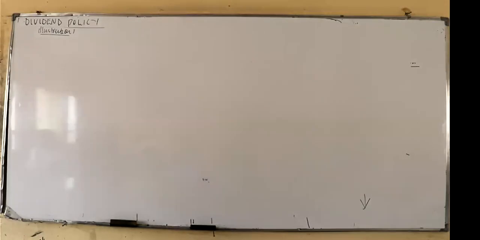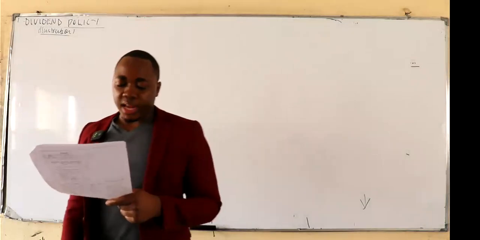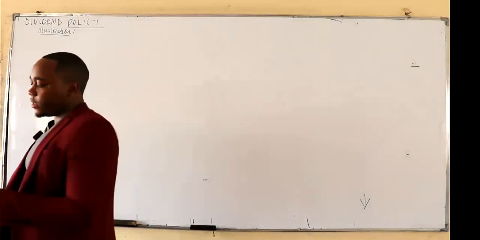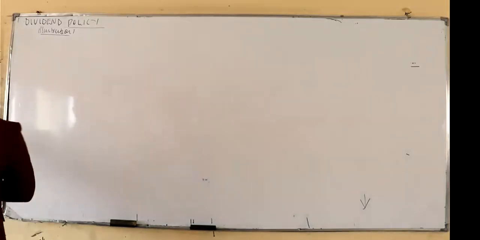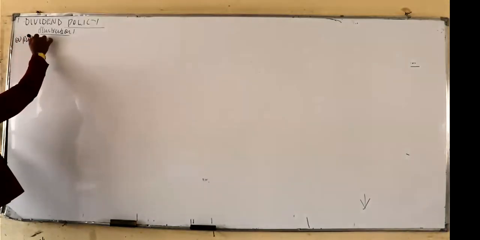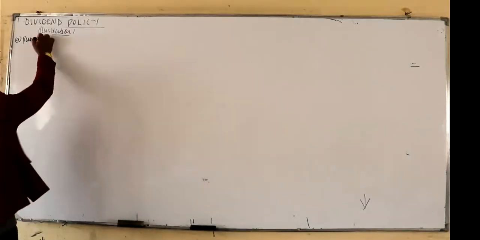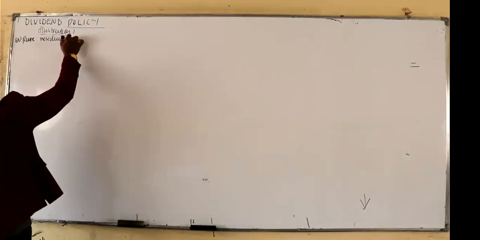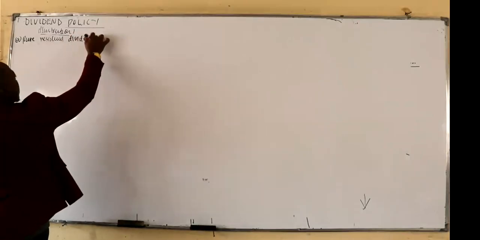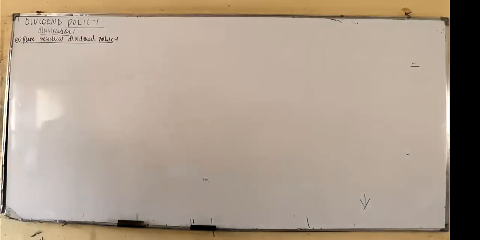So required. Determine the optimal total dividend for the current financial year if the company wishes to adopt the following independent dividend policy. Number A is a pure residual policy. So number A, if they adopt pure residual dividend policy, we have said that for the pure residual dividend policy, this is where the company will only pay the dividend after undertaking all the viable investment opportunities.